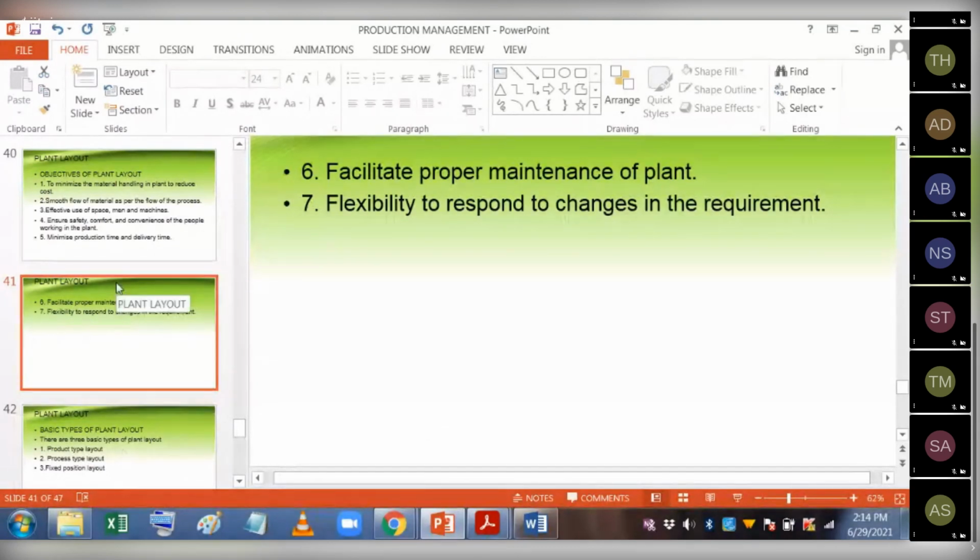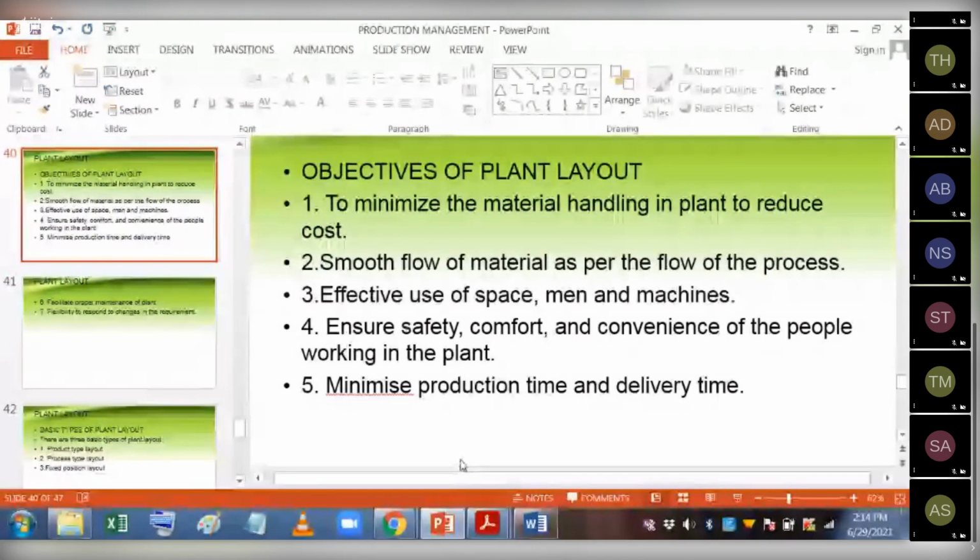I said this a little the other day, I want to say it again. To minimize material handling in the plant, you have to locate the workstations in such a way that the material movement is minimal, because material movement is cost. You have to engage material handling machines and manpower, so this means cost. To minimize the material handling cost, your layout should suit the second point, smooth flow of material as per the flow of the process.